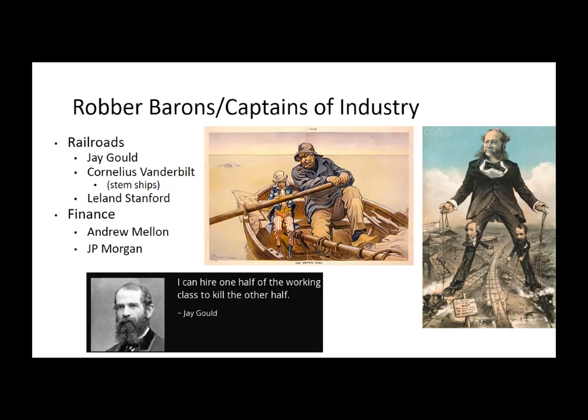Andrew Mellon's going to have similar practices. He is going to be focused heavily in the building of the steel industry. His bank is going to operate out of Pittsburgh, his number one customer being Andrew Carnegie. If you've ever heard of Carnegie Mellon University, that is an endeavor that those 2 men created together.